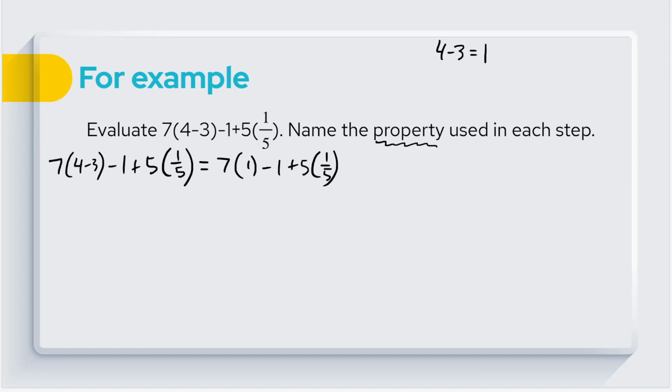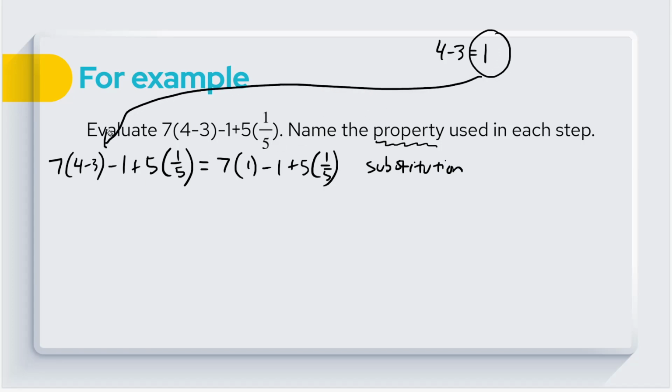So, what property did we use? We used the substitution property, because we've substituted 1 into this part of the equation.